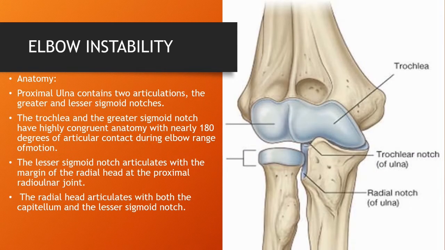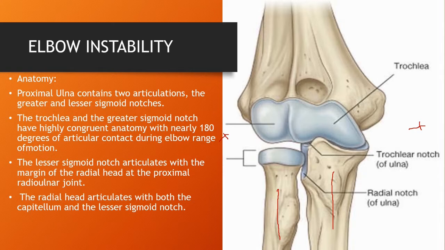Here, we're going to bring in the radius and the ulna bones. So this is an anterior view of the right elbow. This is lateral here. This is medial here. Okay, so we have here the ulna and the radius.